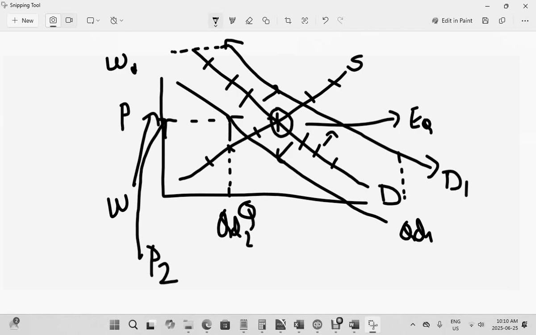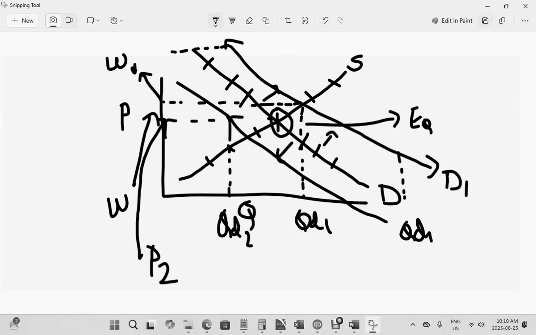Whereas if the demand was to go up, the employers would be willing to pay these wages over here, W1, and the quantity demanded would go up as well. This would be your QD1.